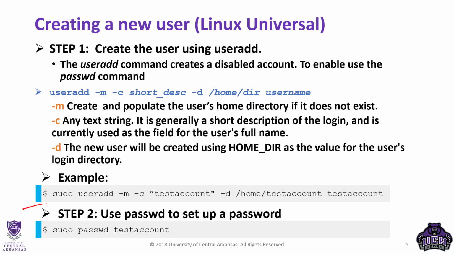So here we have our example right there. It's going to create the home directory. It's going to have a comment of just test account in there. And then you can see right here, these two are matching. So it's going to create that home directory called test count, and the actual name of the account is always at the end, test count.